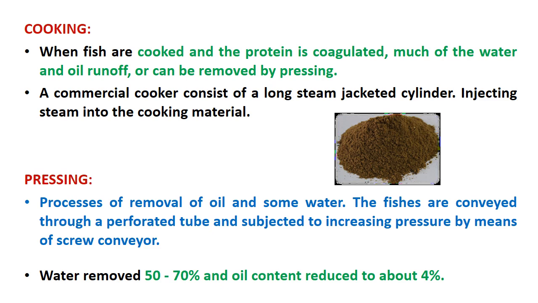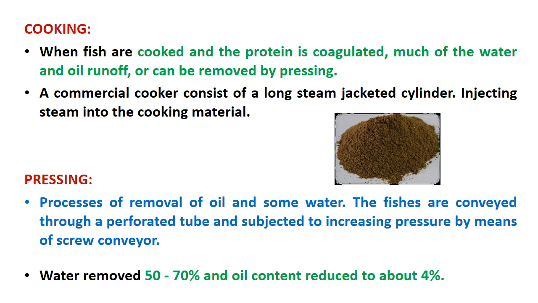It will have a double jacketed vessel. The outer jacket will have the steam and the inner chamber will have the raw material. So this raw material will be cooked, protein will be coagulated, and much of the water will be mixed along with the melted fat coming from the fish. A commercial cooker consists of a long steam jacketed cylinder in which the steam is injected. If it is directly injected, then it is called wet rendering, and if it is indirectly used in the outer chamber, then it is called dry rendering.